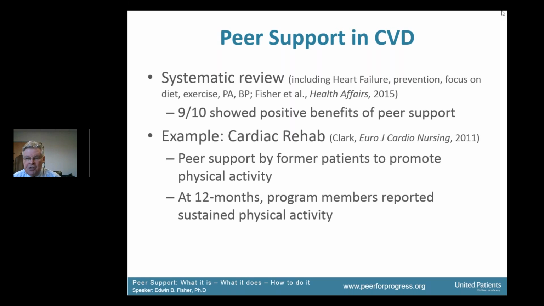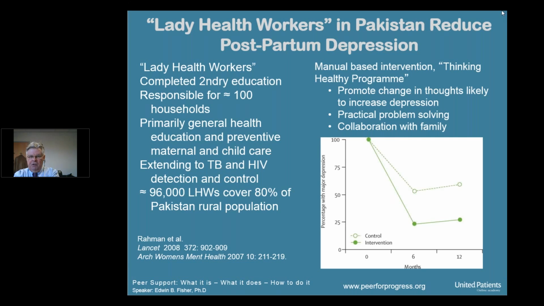Turning to cardiovascular disease, a recent review looked at studies of peer support with a variety of chronic diseases. 10 of them included papers evaluating peer support for cardiovascular disease, and 9 of those 10 showed positive benefits of peer support for cardiovascular disease. Here's an example, a popular project for cardiac rehabilitation. Peer support was provided by former patients who were trained to help others with cardiovascular disease to promote physical activity, and at 12 months the program members who received the peer support had sustained and improved physical activity. So there's good evidence that peer support can work in cardiovascular disease.